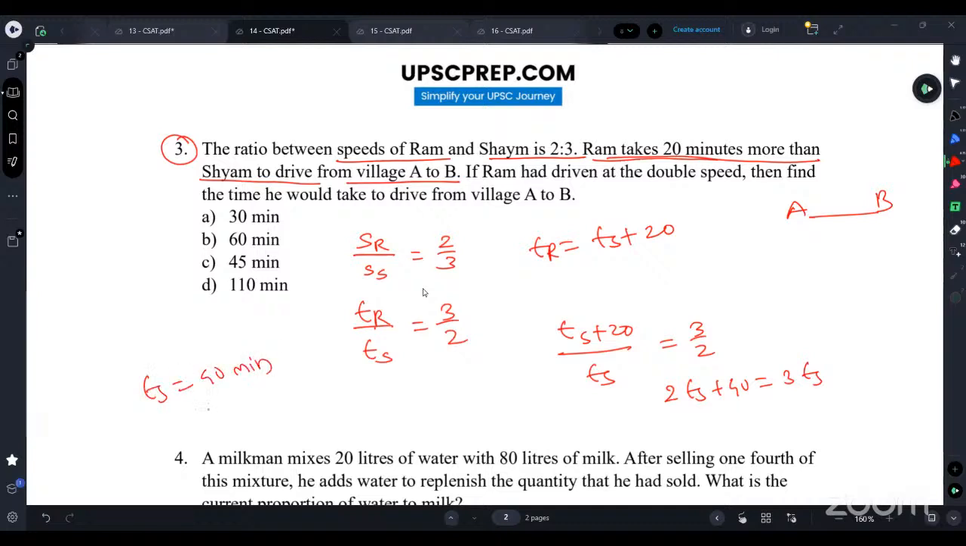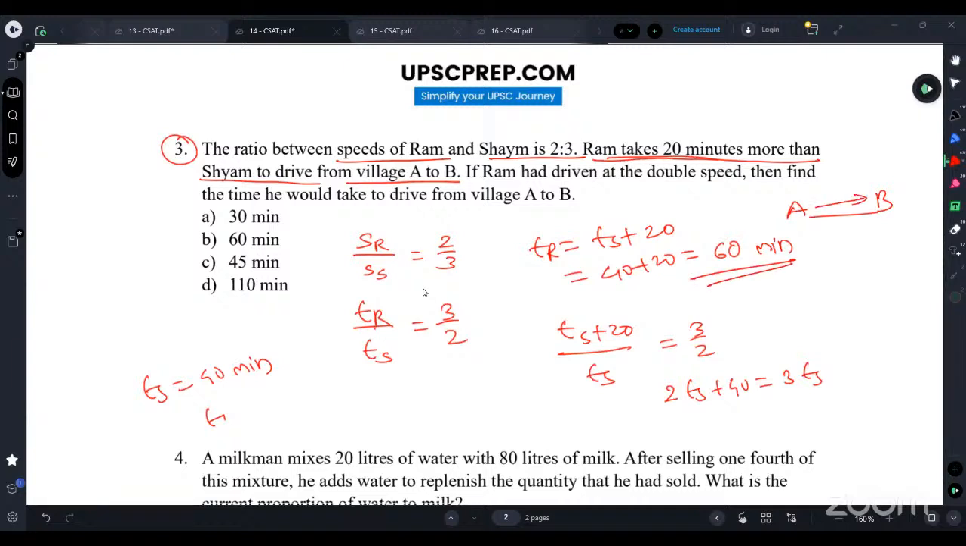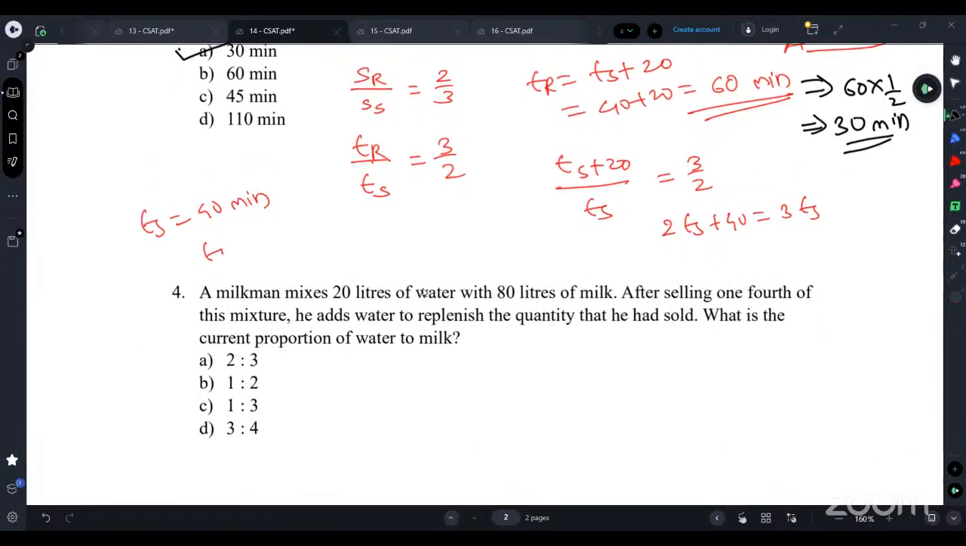So what will be the time of Ram? Time of Ram will be what? 40 plus 20, right? 40 plus 20 will be 60 minutes. So usually Ram takes 60 minutes to drive from village A to B. But if he doubles the speed, what will happen? His time will reduce by 1 by 2, right? His time will reduce by half because he is doubling the speed. So in this case, your answer will be 30 minutes. So if he doubles the speed, the time taken by him will be 30 minutes, right? So easy question, option A.